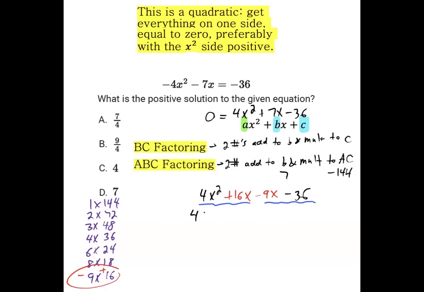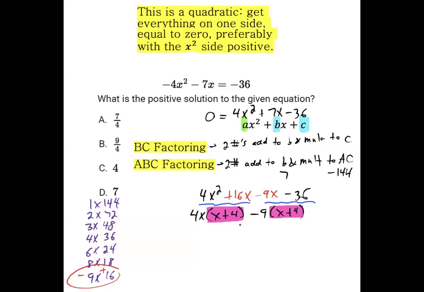So we'll take out the 4x and it leaves us with x plus 4. And for the next two, the common factor is negative 9. So if we take out negative 9, that leaves us with x plus 4. If we had taken out positive 9, we wouldn't have gotten the parentheses to be identical. And that's essential. These two things here must match. If they don't, it means you did something wrong and you want to go back and try to figure out what that was.